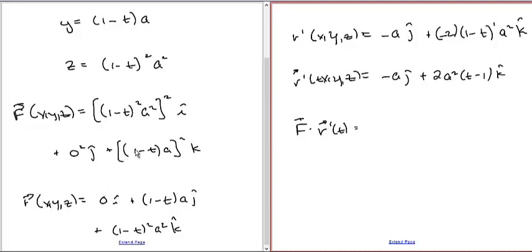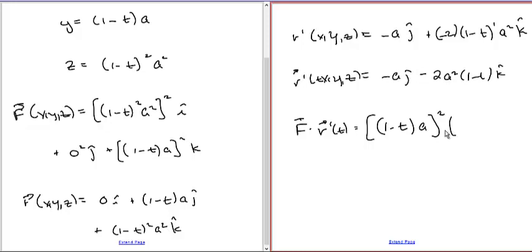So there is no i component. The j here, this is 0, so there's no j component. The only thing we have is the k component. So we have 1 minus t times a quantity squared times, well, let's change this back, because then we can put the negative sign back here.